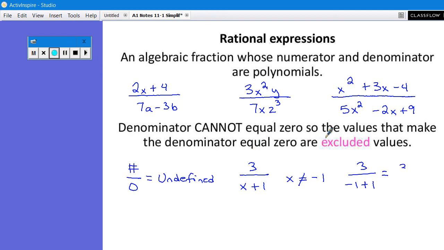We get 3 over 0. That does not work. That would be undefined. Therefore, the x cannot equal negative 1 in this problem. That's called its excluded value. So we're going to use simplifying and excluded values, and then we're going to combine those two concepts. Let's get started. Here we go.